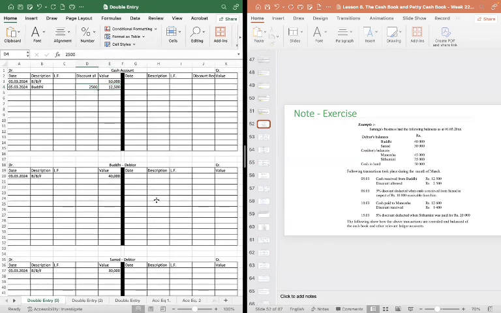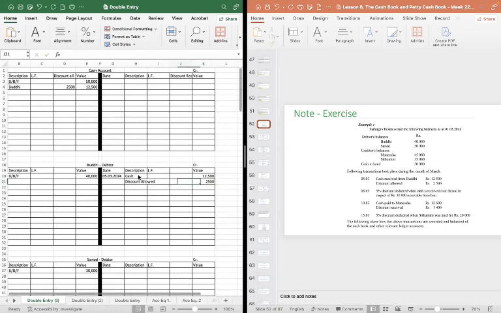Then in Buddhi's account, Buddhi's debtors balance decreases. So we credit the account. And we give a discount also, no? Because of that, we record it as discounts allowed, and we record 2,500. Okay.